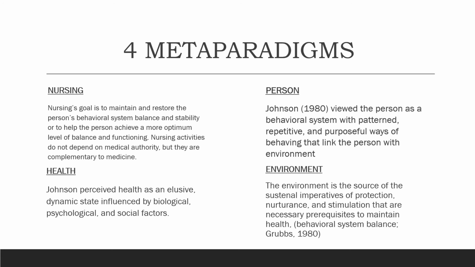She defined person as a behavioral system with patterned, repetitive, and purposeful ways of behaving that link the person with the environment. She defined environment as the source of the sustenance imperatives of protection, nurturance, and stimulation that are necessary prerequisites to maintain health.